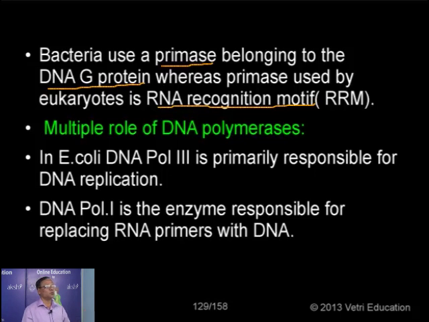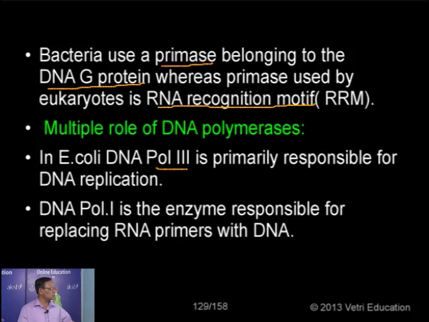Now, what are the multiple roles played by DNA polymerase? In E. coli, polymerase 3 is primarily responsible for the replication process, that is, the polymerization in E. coli. Then we have DNA polymerase 1. Both DNA polymerase 3 and 1 take part in the proceedings of DNA replication. The discontinuous strand is produced by DNA polymerase 1. The continuous strand is produced by polymerase 3. So these are some of the multiple functions.